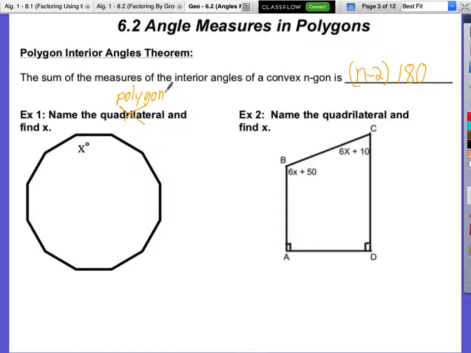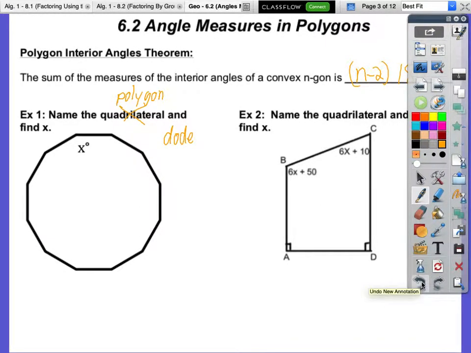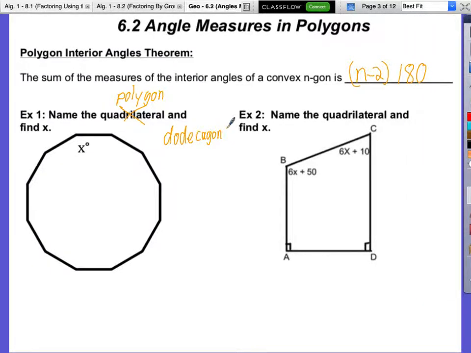Okay. So how many sides does this have? 12. So what kind of polygon is it? Dodecagon. I wrote it without the D at the end, so mark down dodecagon. That was the mistake we made last class.